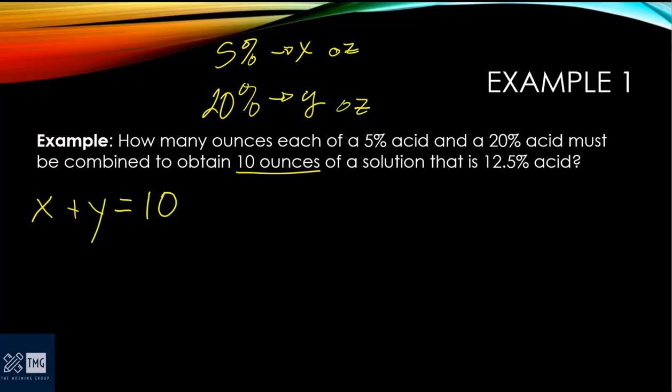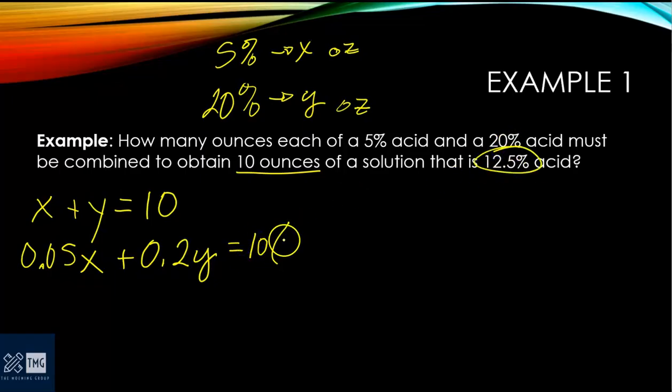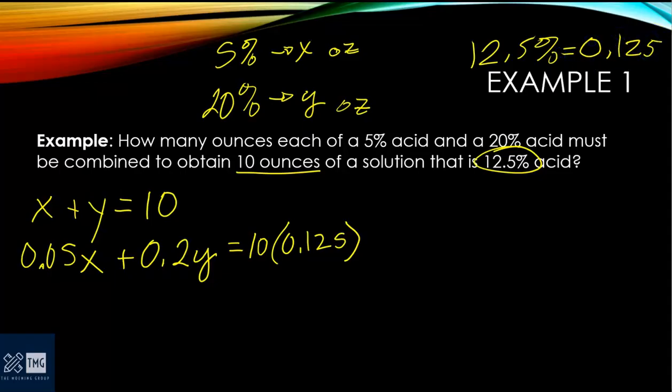Now, my second equation deals with the percentages. So if you think about it, I have 5%, and I don't know how many ounces of that. So 0.05 times x plus my 20%, which would be 0.2, and I don't know how many ounces of that, so times y. And then together that's going to give me my 10 ounces that are going to be at 12.5%. Remember, 12.5% as a decimal is 0.125.